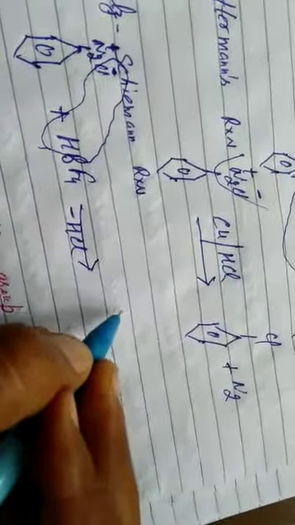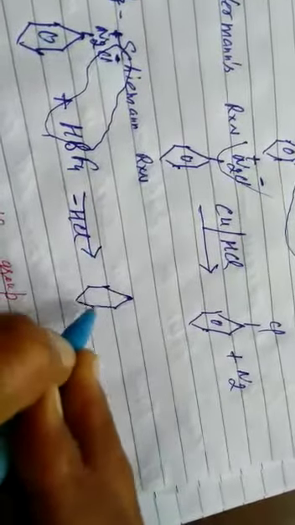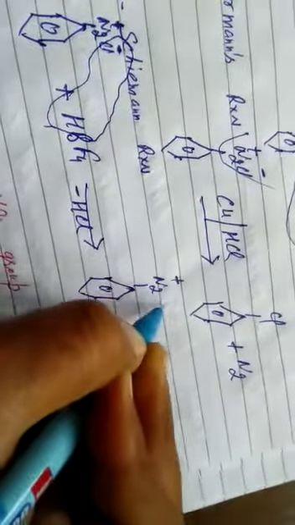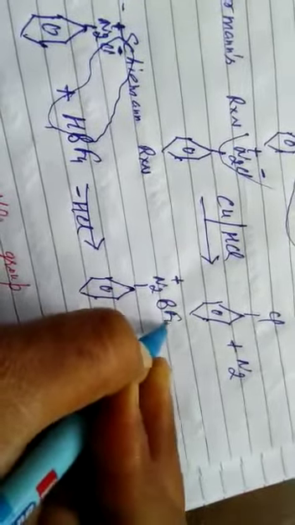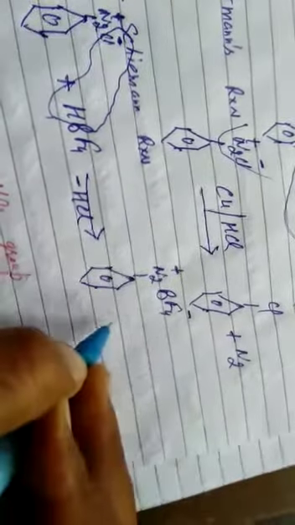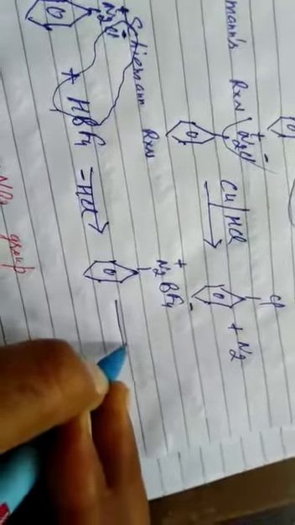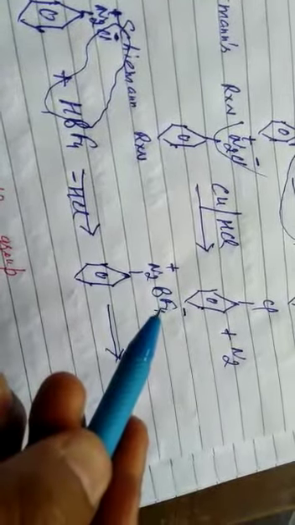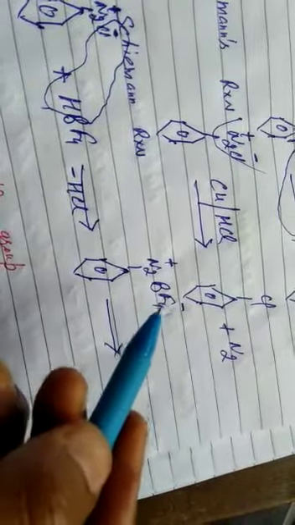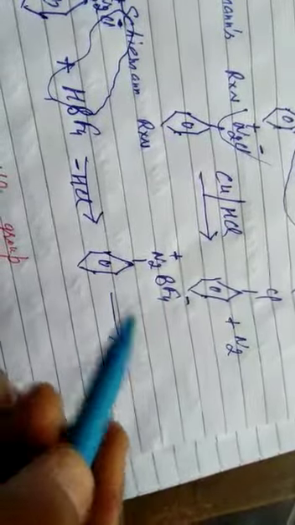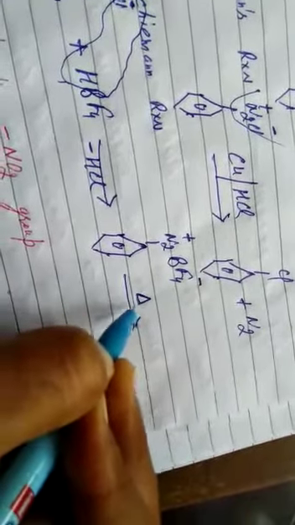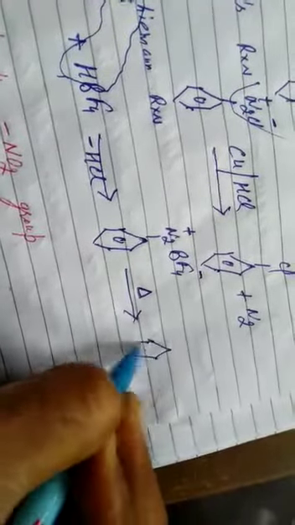In first step we got C6H5N2 positive, BF4 negative, that is diazonium fluoroborate. Diazonium is the common name. The suffix, if it is Cl we call diazonium chloride, if it is BF4 negative we call diazonium fluoroborate. It decomposes upon heating. Upon heating it decomposes to give fluorobenzene.